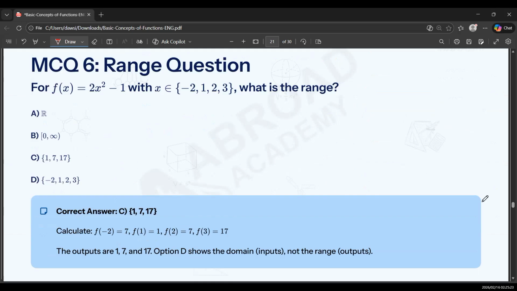Here's an MCQ on range. For f of x equals 2x squared minus 1 with x an element of minus 2, 1, 2, 3, what is the range? We calculated it before. It will be 1, 7 and 17, right?